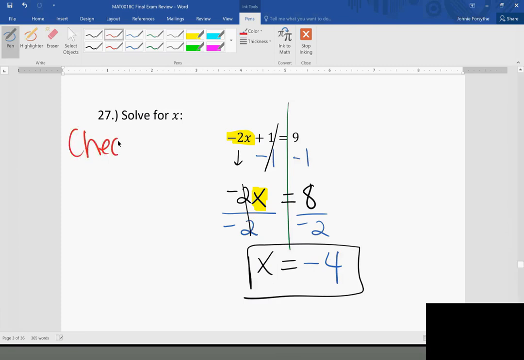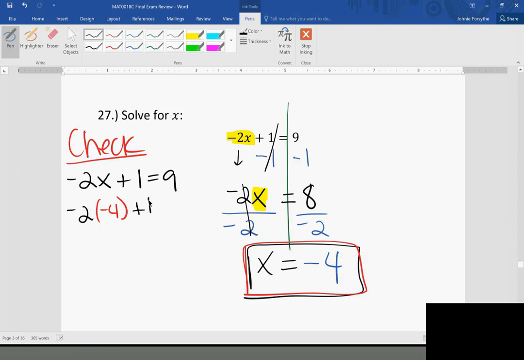And so remember, we can always check our answer. So we had negative 2x plus 1 equals 9. So let's plug in negative 4 in for x. So I have negative 2 times negative 4 plus 1 equals 9. So negative 2 times negative 4 is a positive 8 plus 1 equals 9. 8 plus 1 is 9, which equals 9, and that's correct. So I know that x equals negative 4 is in fact my correct answer.